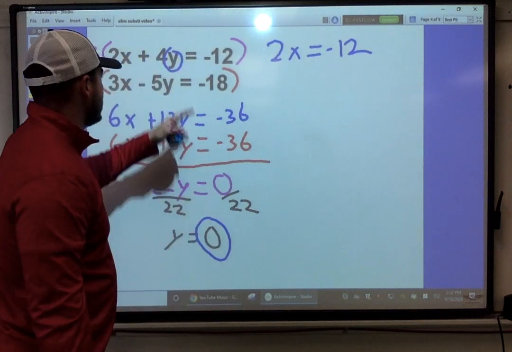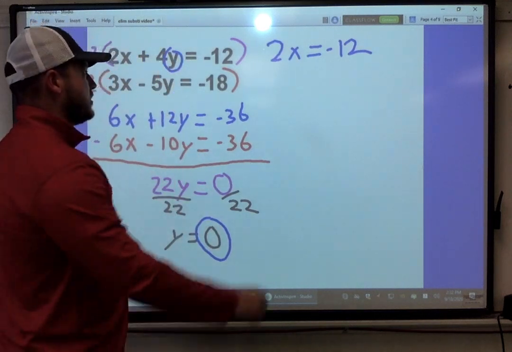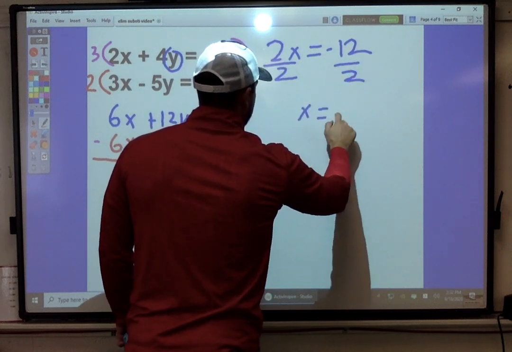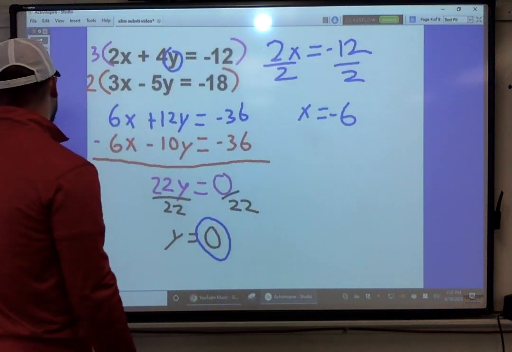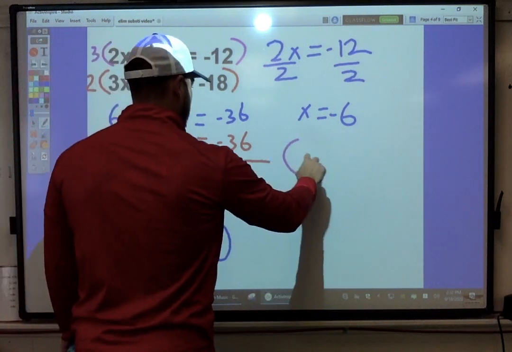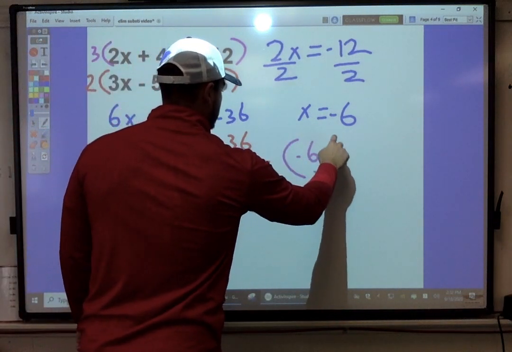Again, I plugged in 0 for y. So to find x, I'll divide by 2. And x equals negative 6. So our solution, get used to that term, solution. Our solution is negative 6, 0.